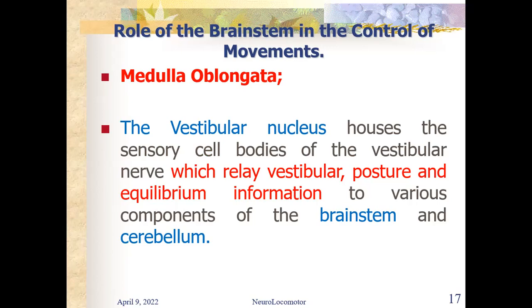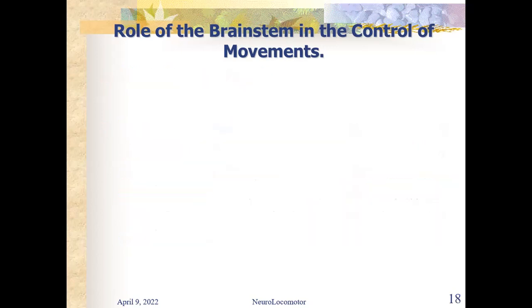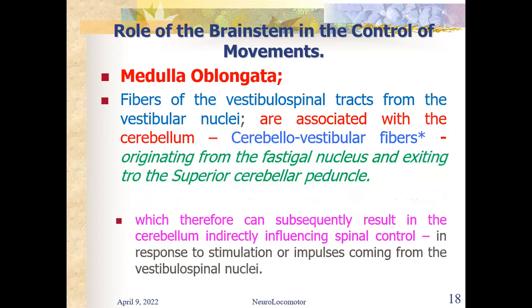Now, the vestibular nucleus relays vestibular posture and equilibrium function to various components of the brainstem. It has connections with the superior colliculus as well. It also has connections with the cerebellum. Remember when we talked about the way vestibular stimulation affects eye movement, because there are connections between the vestibular nucleus and the superior colliculus that also integrates eye movement. Most of the vestibular impulses are also sent to the brainstem and the cerebellum for interpretation.